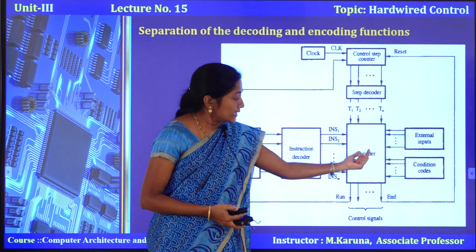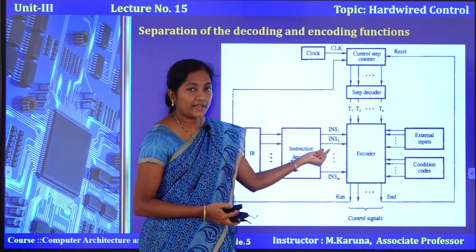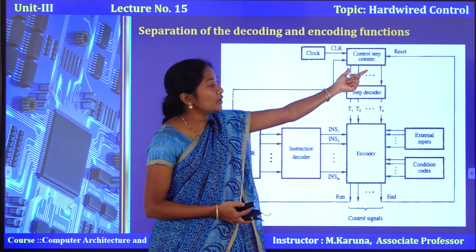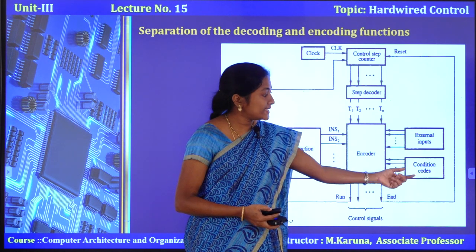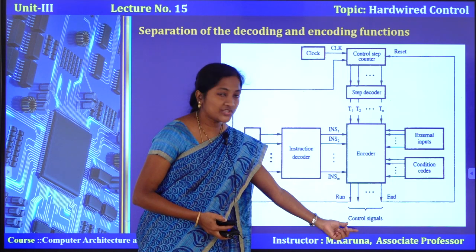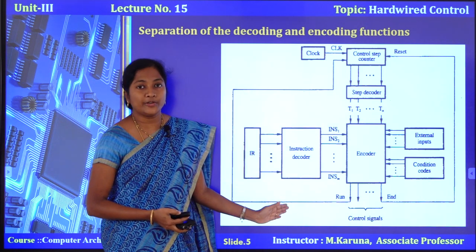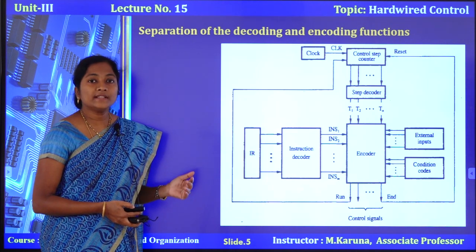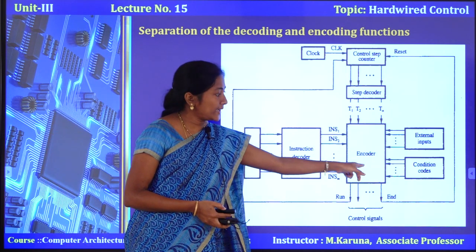Now the encoder generates the required control signal based on the instruction specified in the instruction register and the timing signal provided by the control step counter, and any external input or branch instruction based on the condition code. Okay. Likewise, this encoder circuit will generate the control signals based on the information provided by all these inputs. Okay. Now, let us see how the control signals are generated in detail, or we can say let us see the circuit of this encoder block.